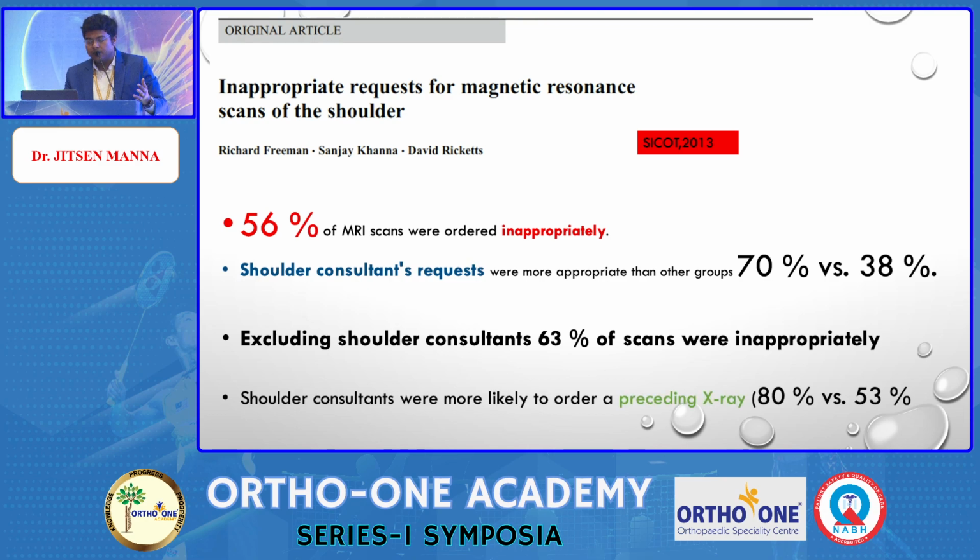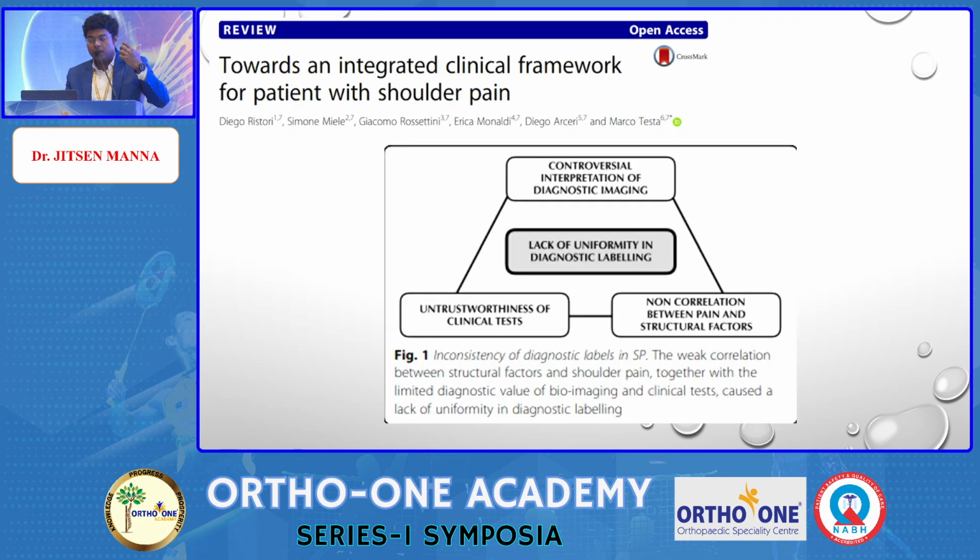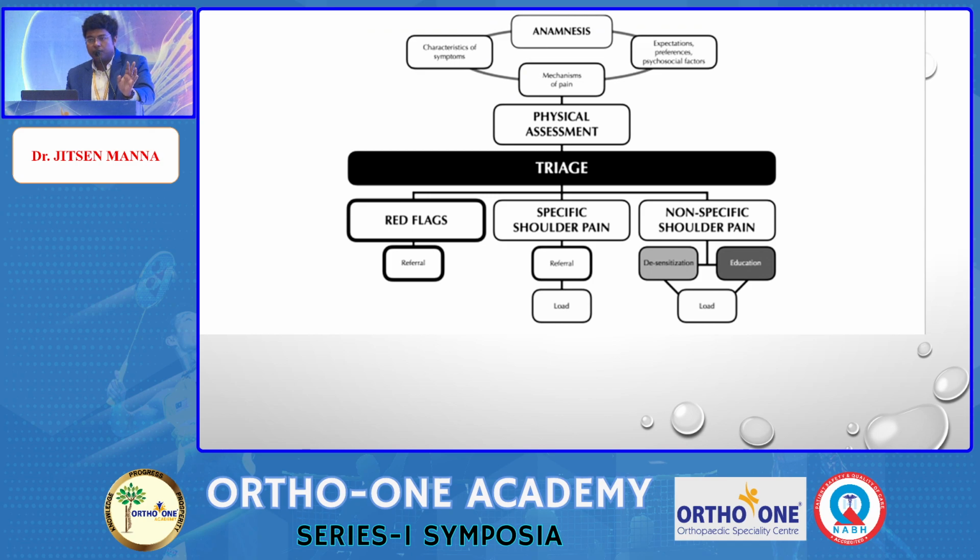So why is this important? Always when we are in a dilemma about the shoulder, which is very, very common, shoulder symptoms are very overlapping. The MRI and the symptoms are very much overlapping. So when we have some kind of diagnostic dilemma, we should follow this triage.